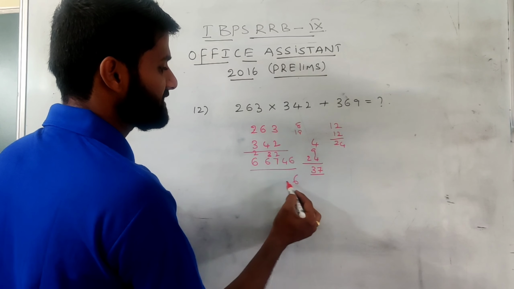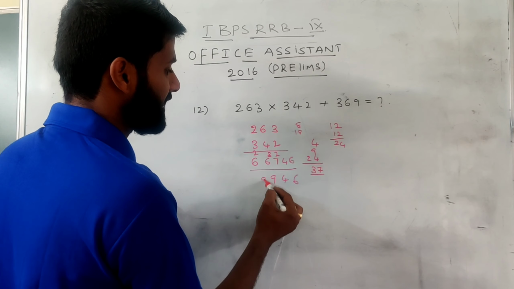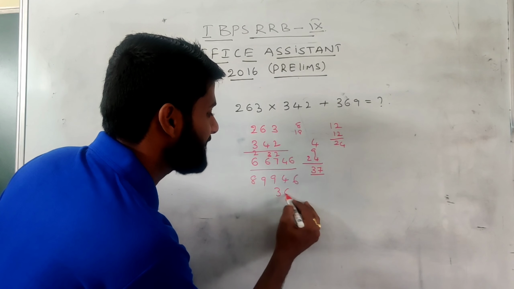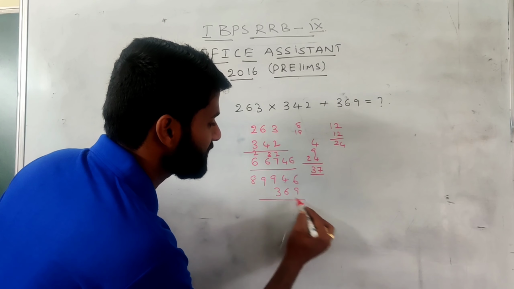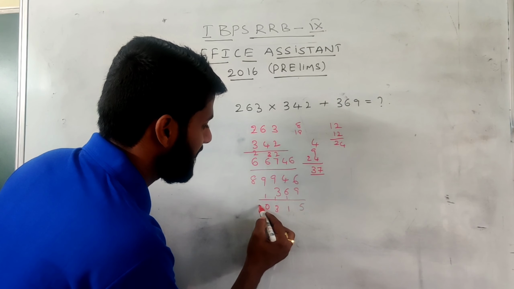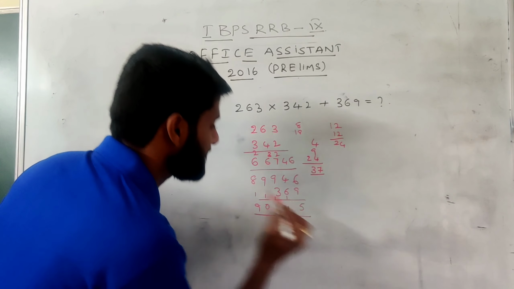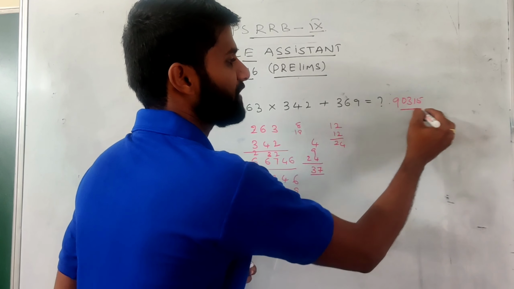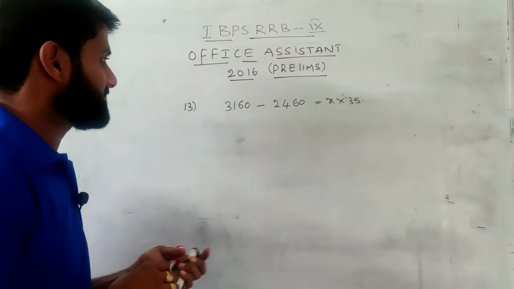The resultant is 6 4 9 9 8. For this number I should add 369. If you add 369, see here, here 5, here 1, here 3, here 0, and we will go to 1 forward, so 9. So the answer is equal to 90,315 for this resultant. See the next one.